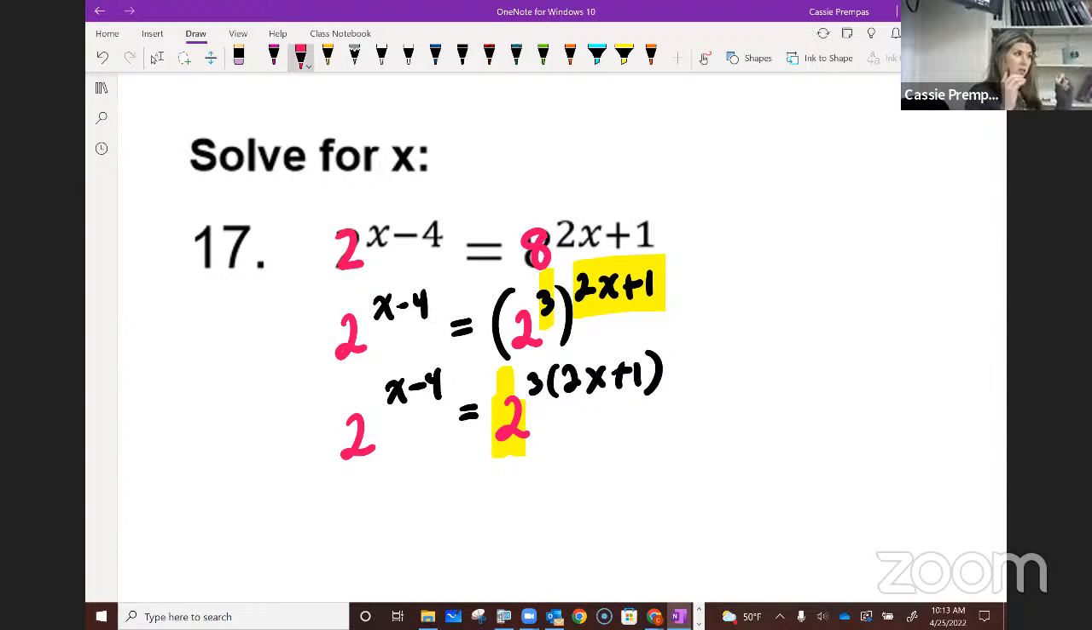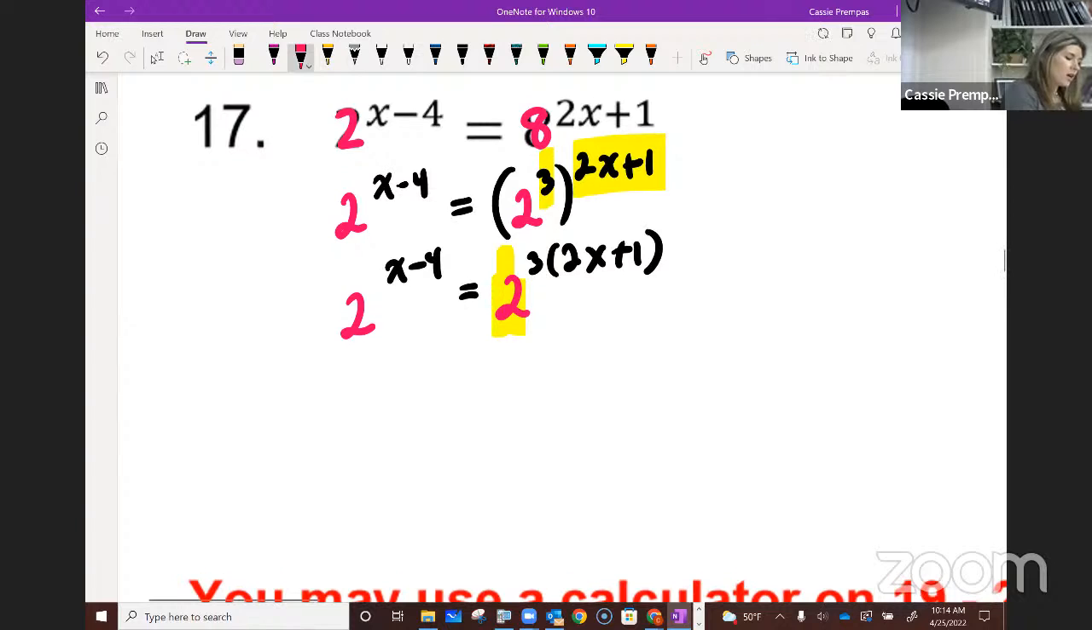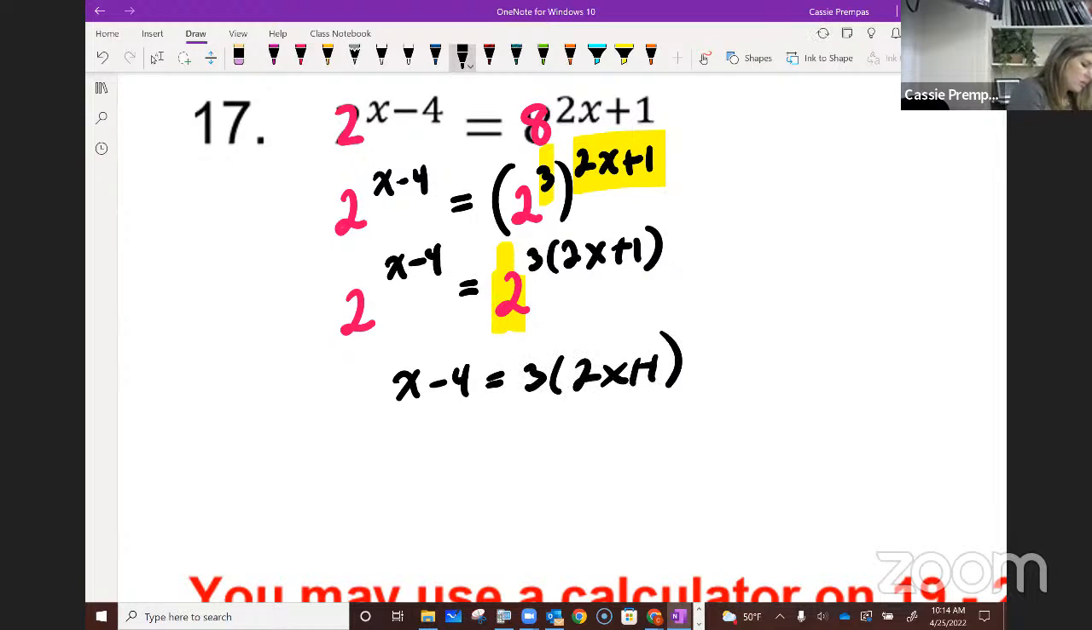Once the bases are the same, the exponents are the same. If you're up for a challenge, you could think what number minus 4 would equal the same number as 3 times 2 times that value plus 1. That's hard to think in our head. So what we typically do is just recopy the exponents and set them equal to each other. Distribute that through, which is an important step: 6x plus 3.